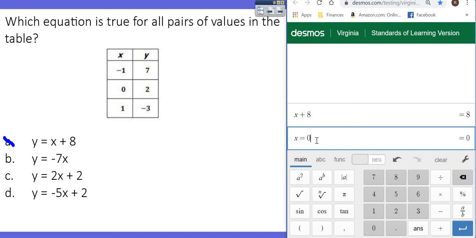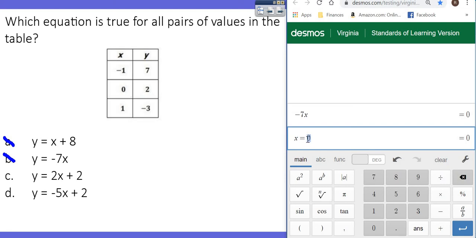So let's go back here. I'm going to put in the second equation, which is -7x. I'm going to put in my first x, which is right here, -1. And that gives me 7, so that one worked. But let's try the next one. I'm going to put in x equals 0, and it gives me 0, which should be a 2. So that means B didn't work either.